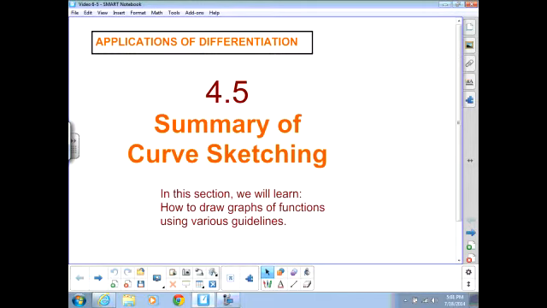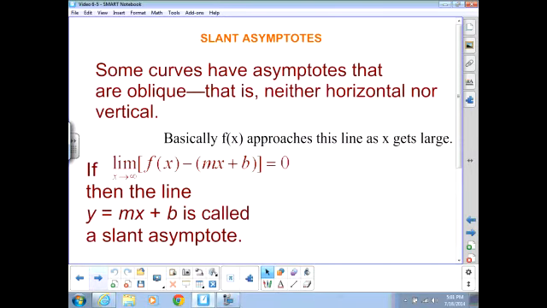So we're going to do some more with curve sketching in this video. One of the main things we'll look at is the slant asymptote. The slant asymptote is an asymptote where the graph goes along it and gets as large or as small as need be.